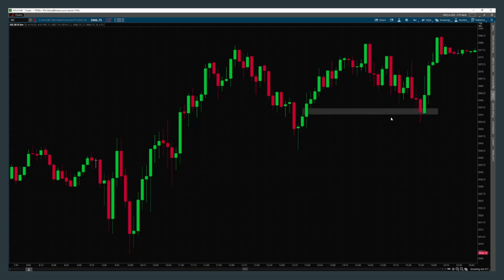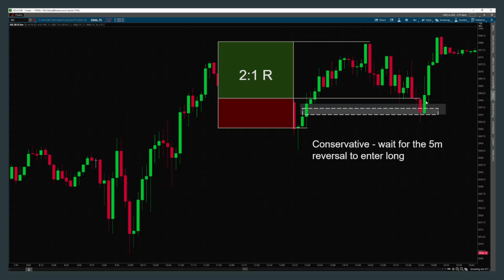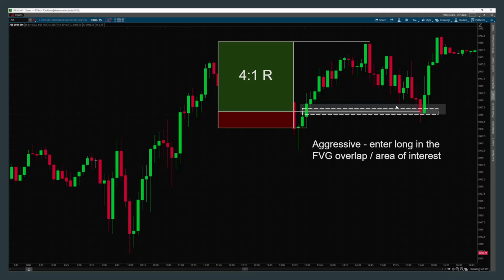And later that day, we also have another small opportunity here where price trades back into another 5 minute fair value gap. There's also a 10 minute fair value gap from this box. And if we were looking to buy on a reversal of the 5 minute chart, that would give us a roughly 2-to-1 trade to see the high of the day. Or if we bought in the area of interest, it would be more of a 4-to-1 trade.